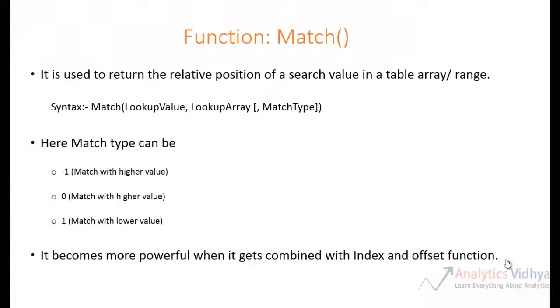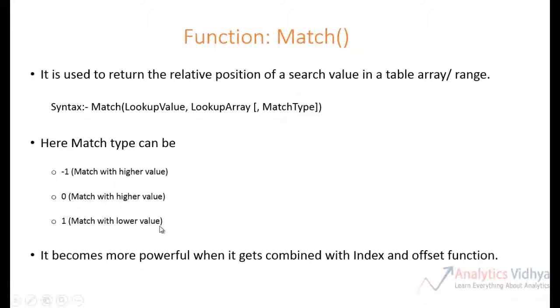First, look at the function match. This helps to find the position of a search value in a table or range. It is similar to the function Vlookup. The difference between these two is that Vlookup returns the corresponding value against the search value, whereas match returns the position of the search value. Look at the syntax of match. It has a lookup value, a lookup array, and an optional match type. The value of match type can be -1, 0 or 1.